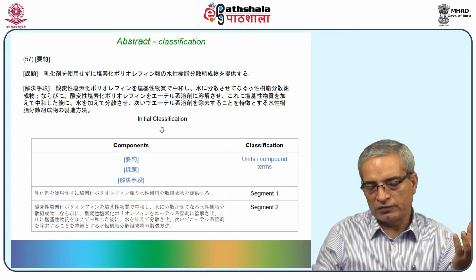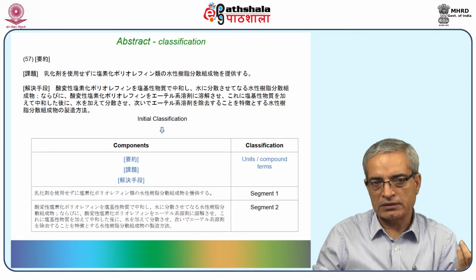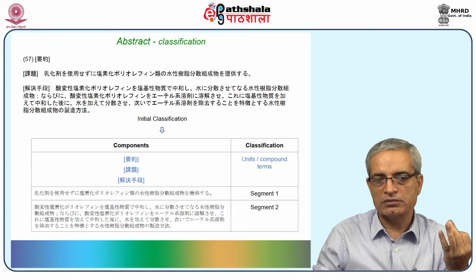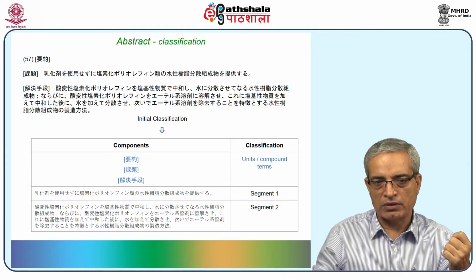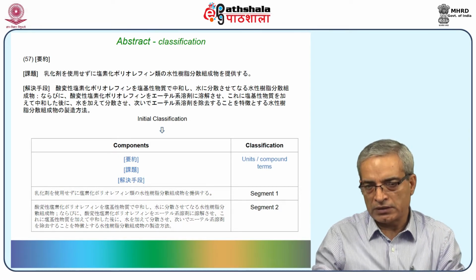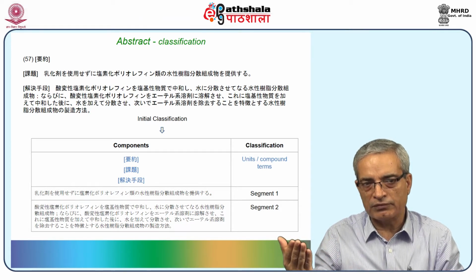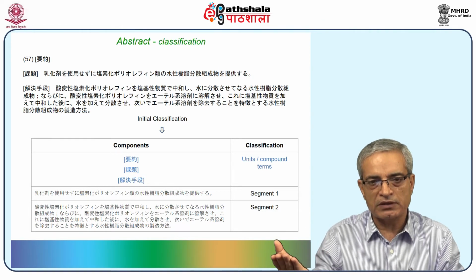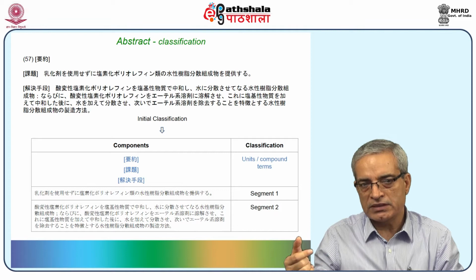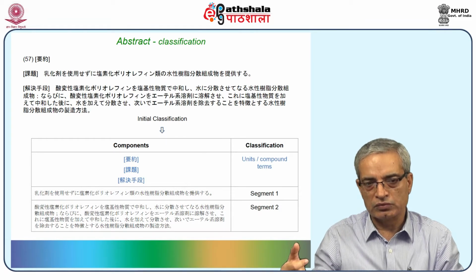If a while ago in the previous slide, this has given you some hint, but if you look carefully, the words like yoyaku, kadai, kaiketsu shudan, they need to be handled as units or compound terms. For example, kaiketsu shudan can be treated as a compound term, but it is also a unit. And if we see the rest of the 3.5 lines, one line is one segment, segment one. And let's take the second paragraph as segment 2. If need be, we'll divide it later.